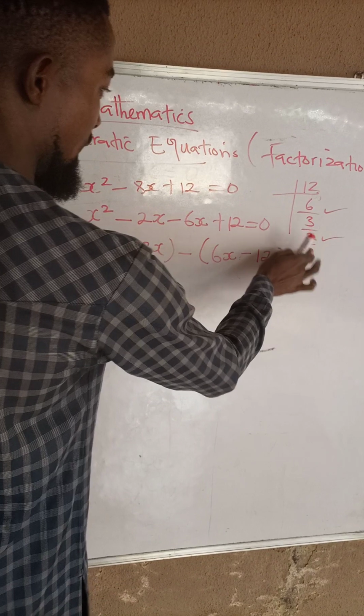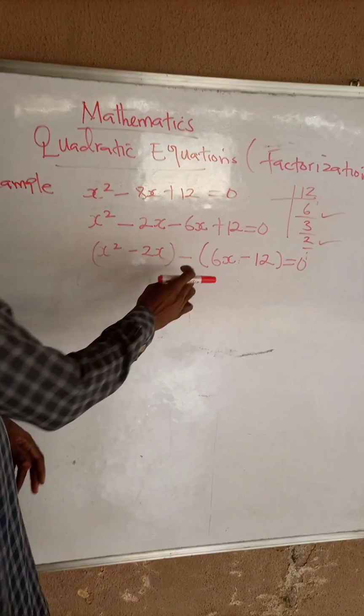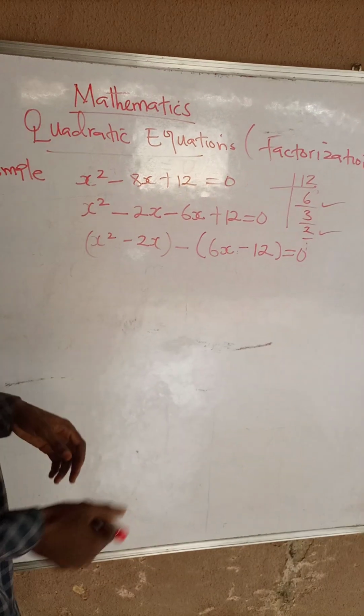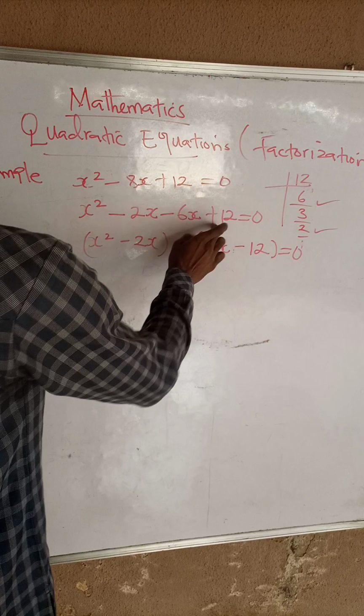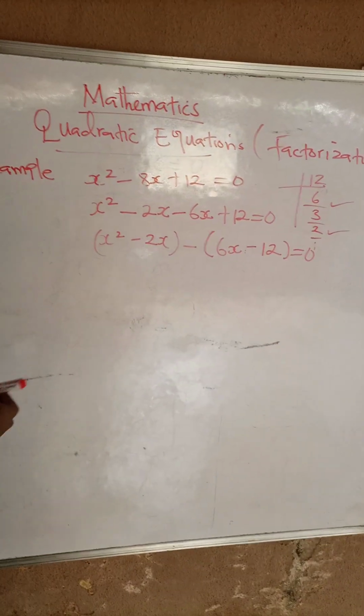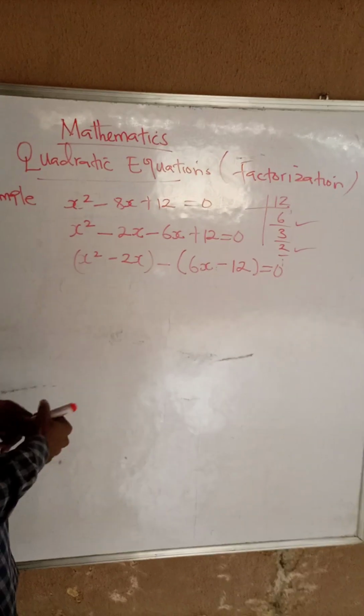I know you are thinking, why is it that this one is now minus 12? The reason is minus times minus is plus. So if you want to open the bracket, it will still bounce back to the plus. But by the time you put it inside the bracket, the rule applies.